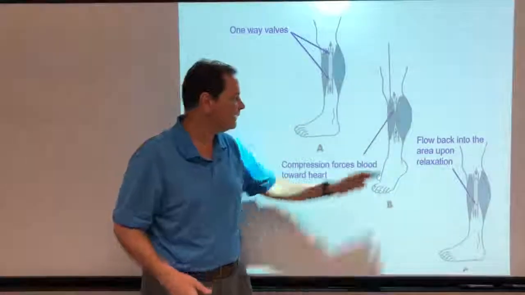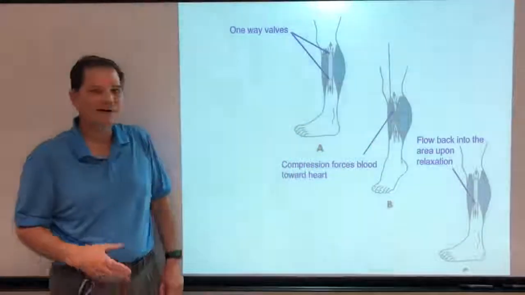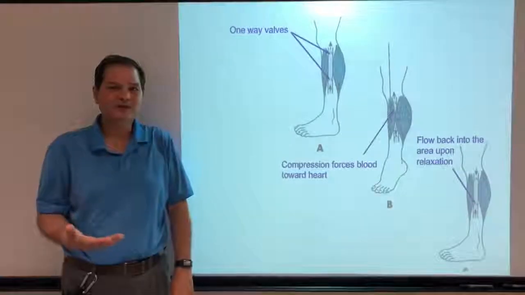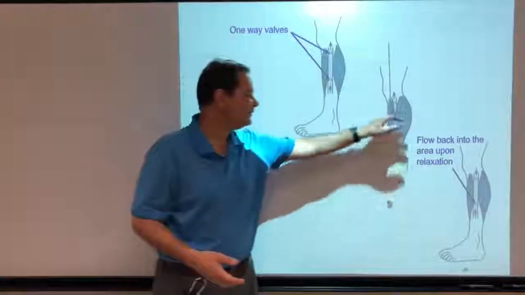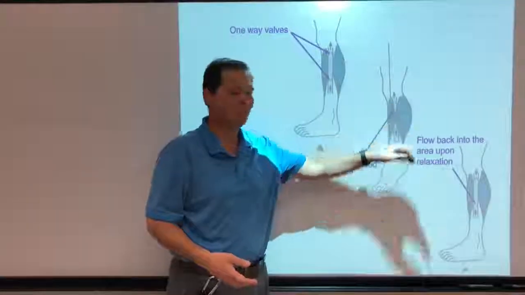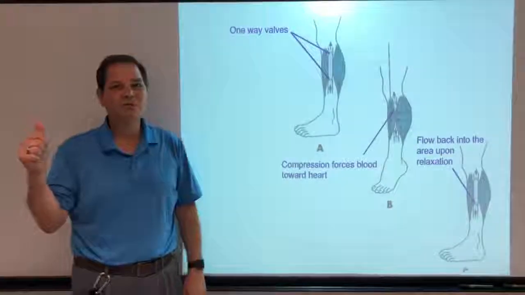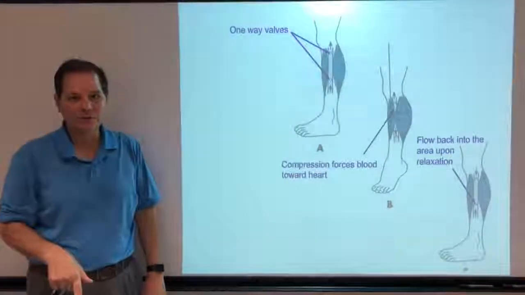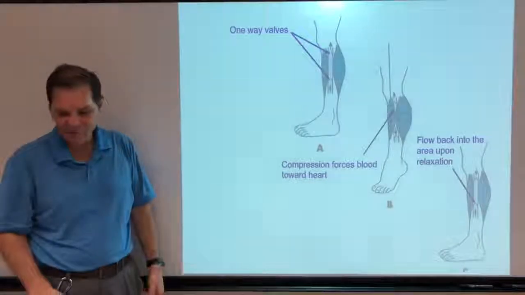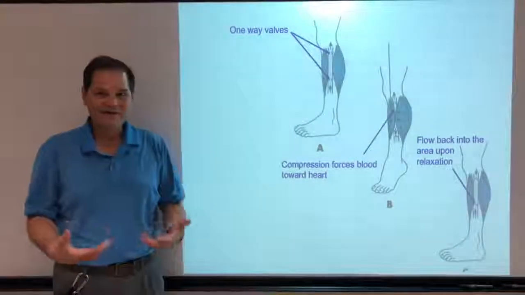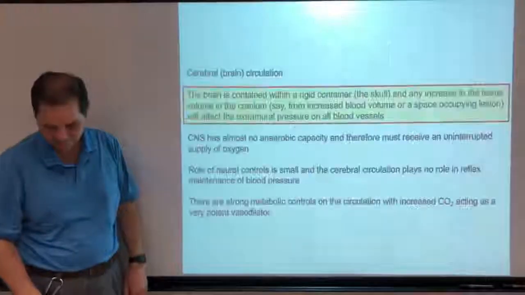So we're pumping blood toward the heart as we constrict our skeletal muscle, and as that constriction happens with the help of these one-way valves, you force blood toward the heart and don't allow blood to flow away from the heart. So we call that the muscle pump, and it helps aid venous return during exercise.